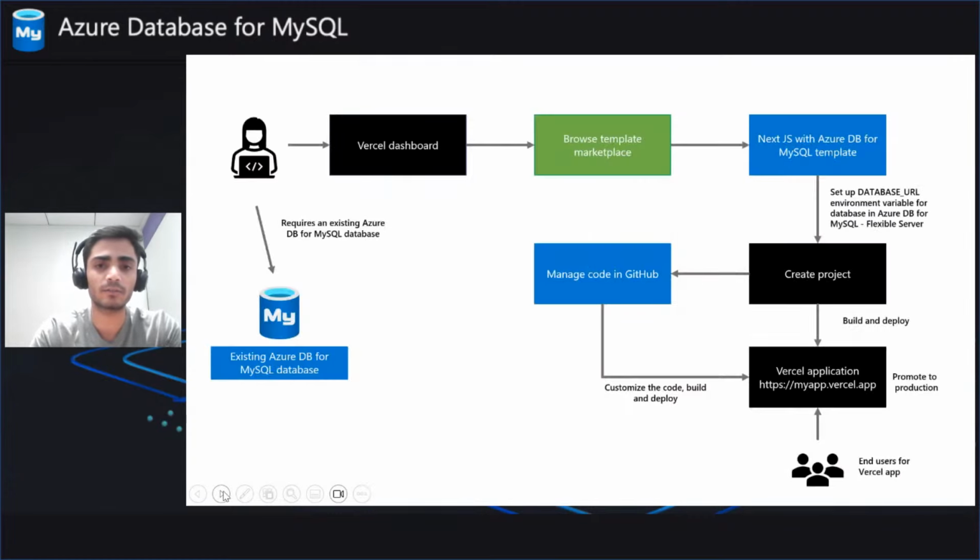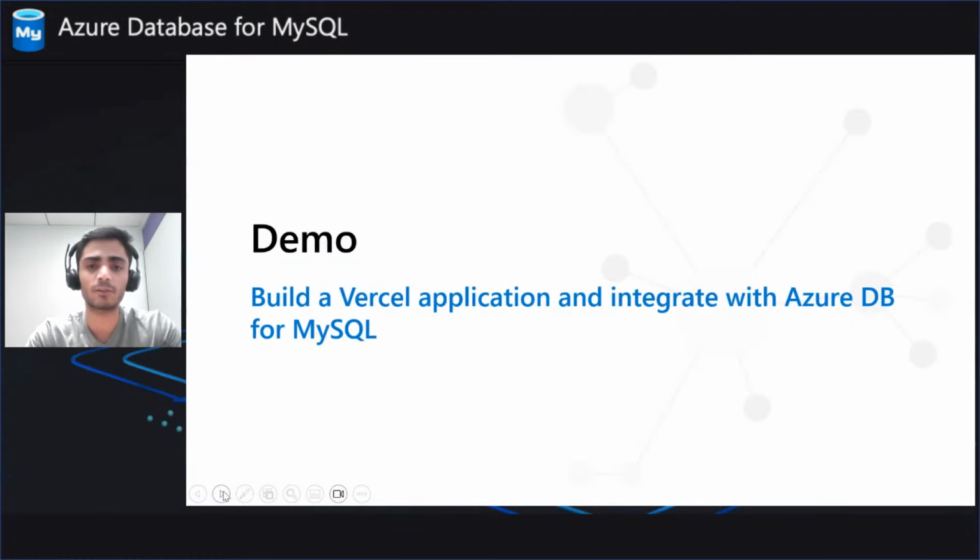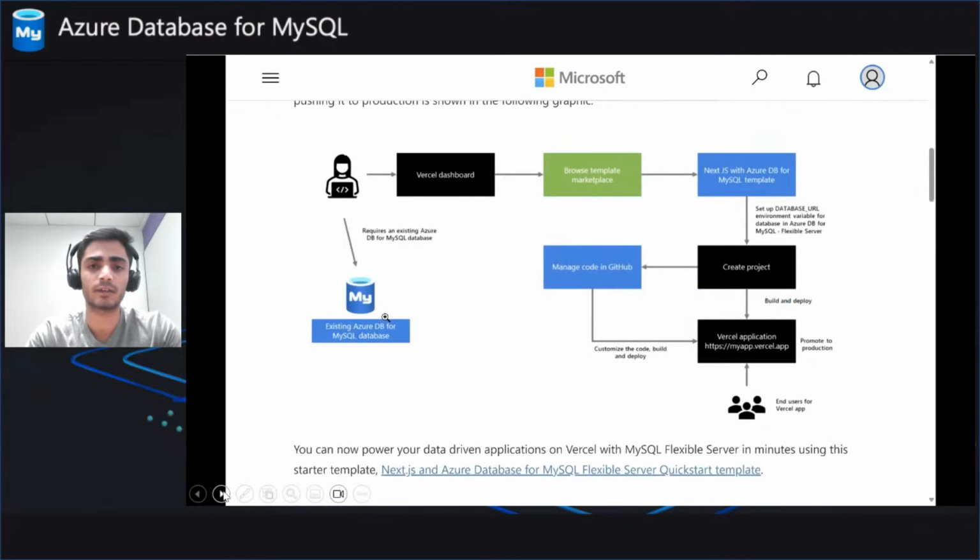Okay, so let's first see the diagram. Avnish, can we go back a slide? Yeah. So let's see the flow diagram first. To try out this demo, you need an existing database with some dummy data, which our application will use. Then we will go to the Vercel dashboard, where we will use our template. We have a ready-made template for you, which you can use, and then we'll create our project. After we deploy our project, we'll get a domain, and using this domain, we can see our website. Avnish, can we move to the next slide? Yeah. So this is how the template looks, and we can move to the demo.